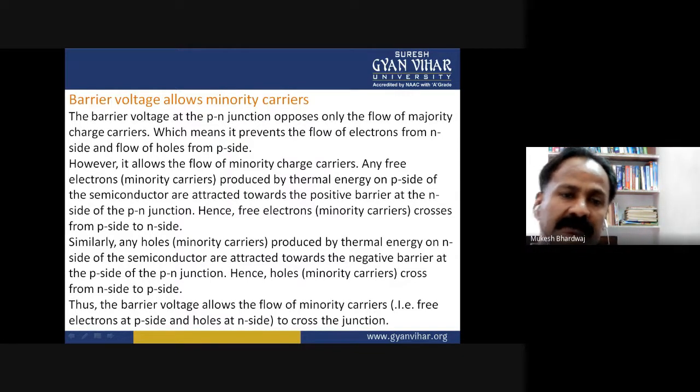Barrier voltage allows minority carriers. The barrier voltage at the p-n junction opposes only the flow of majority charge carriers, which means it prevents the flow of electrons from n side and flow of holes from p side. However, it allows the flow of minority charge carriers.